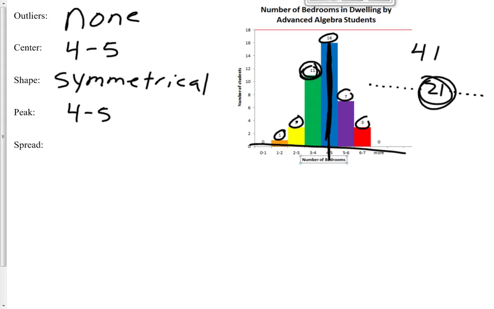And then the spread is the lowest to the highest, ignoring outliers. So the lowest is a 1-bedroom, 1, till the highest is 7. 1 to 7 is our spread.